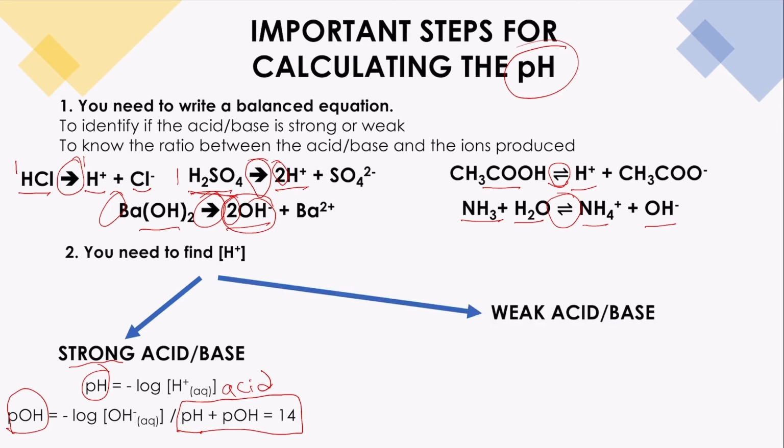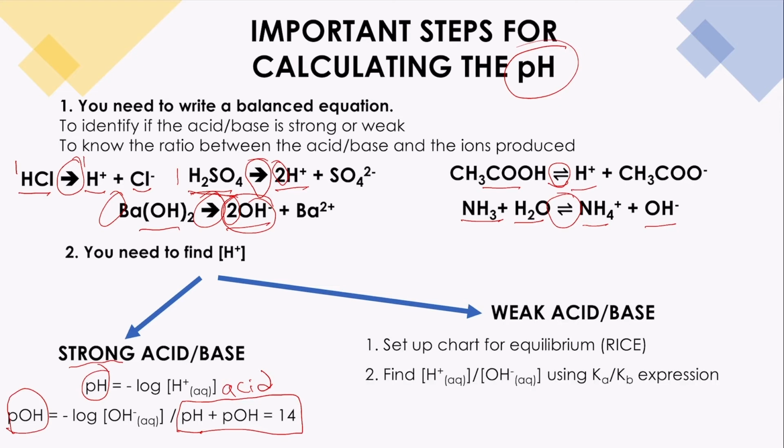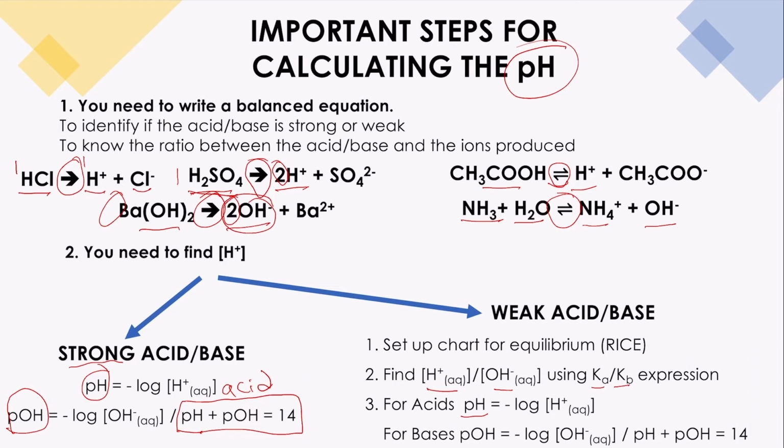What if we have a weak acid or base? Then we need to set up the equilibrium chart, or RICE chart, as you will see in the next problem. We need to find the concentration of H plus if we are speaking about an acid, or the concentration of OH negative if we're speaking about a base. Then we can use the expression for Ka or Kb depending on the type of the solution, whether it's acidic or basic. For acids, we'll find pH as negative log H positive. For bases, we can find pOH first, then we can find pH using pH plus pOH equal to 14.